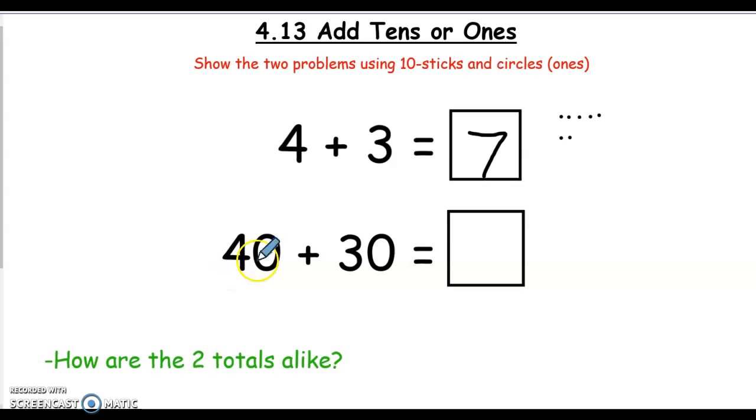Now let's do 40 plus 30. All right, and 40 is 4 tens, so we have 10, 20, 30, 40 plus 3 tens. Okay, now we have 1, 2, 3, 4, 5, 6, 7 tens. 7 tens is the same as saying 70.